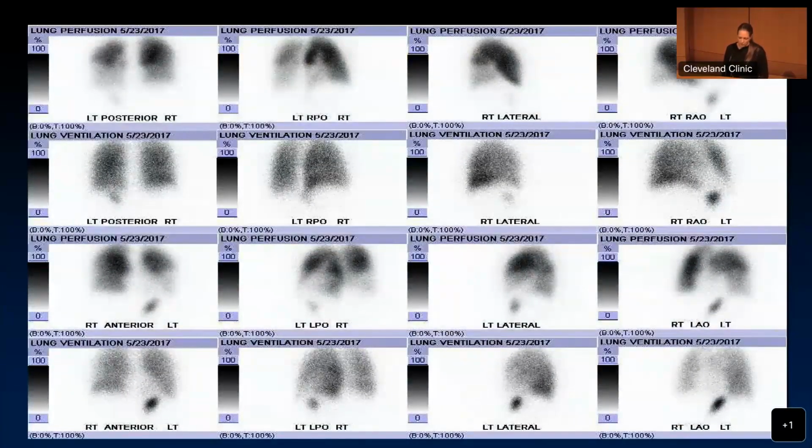So this is an abnormal VQ scan. I think most of us have seen these before, but just to review, basically the patient is given radionucleotide tagged aerosolized material to breathe in, which is shown in the bottom rows here, and then they also are given a similar substance through their veins. And it's very simple. Everywhere that you're sending air in your lungs, you should also send blood. If you're not doing that, it's a mismatch.